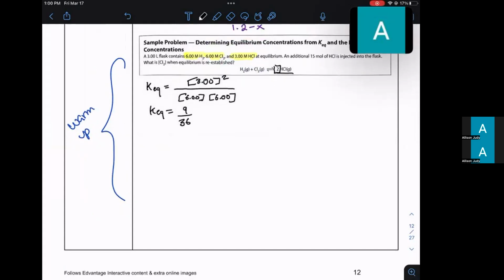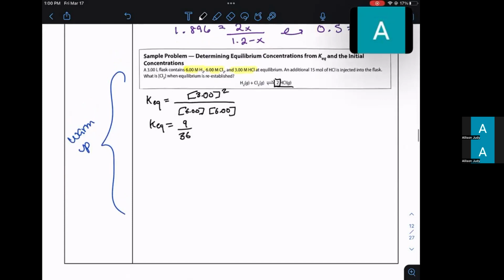So then what they tell you is that an additional 15 moles of HCl is injected into the flask. So they've added product, and according to whatever the law is. Does someone remember the law that you're talking about, like it shifting? Le Chatelier's principle, exactly, yes. So you've added product. So in order to return to these balanced equilibrium ratios, the reaction is going to proceed backwards and convert some of that product into reactant.